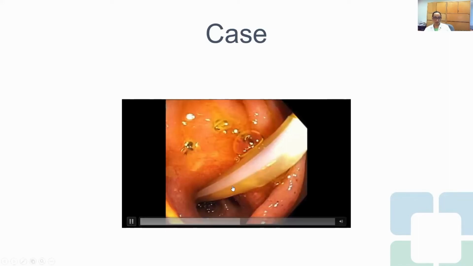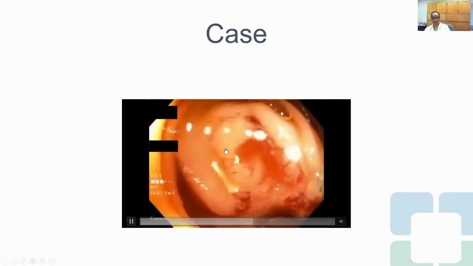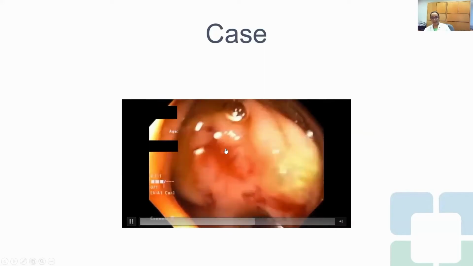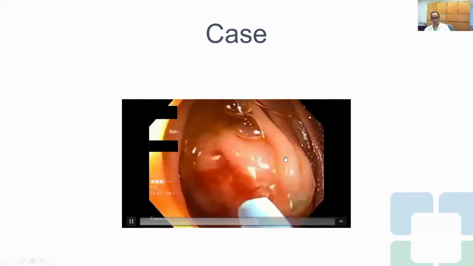So this is the external, internal PTC drain coming in from the right, and then we injected contrast from the left, and you can see complete cutoff. There's a total disconnection of the left system. So this is where we found out that this was inadvertently closed off. And we advanced a small 018 guide wire through the percutaneous tract.